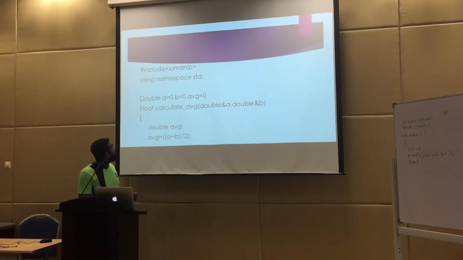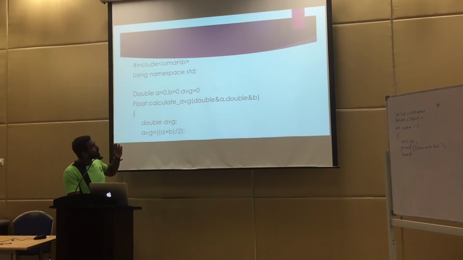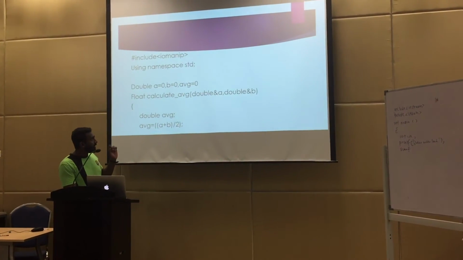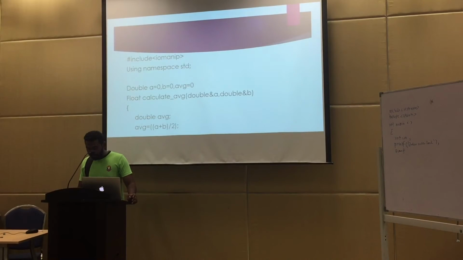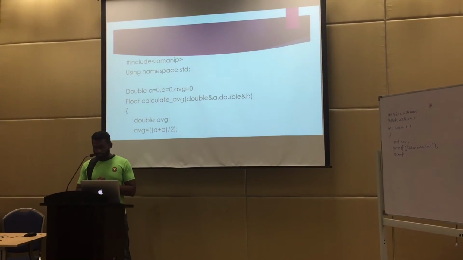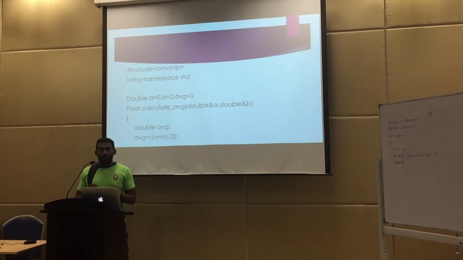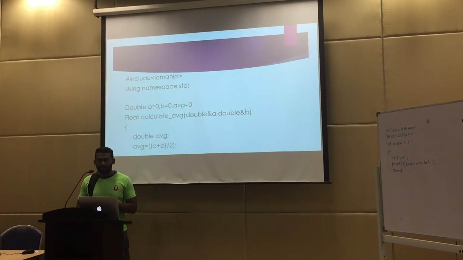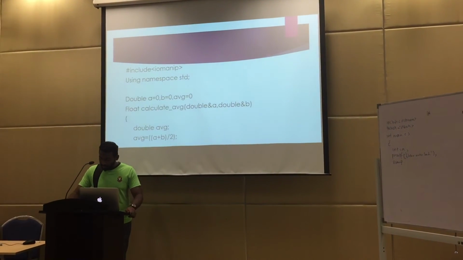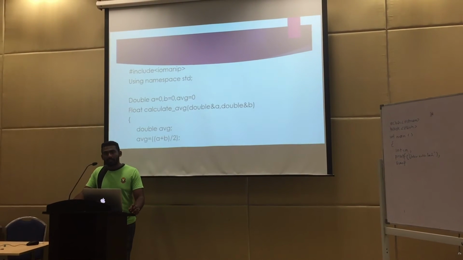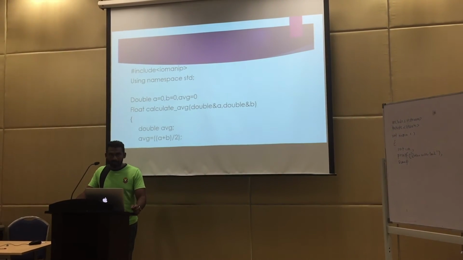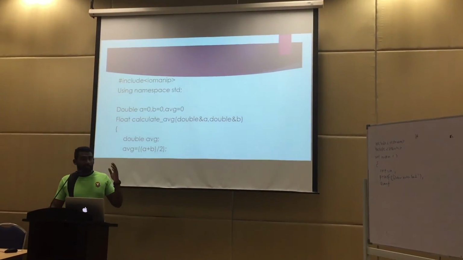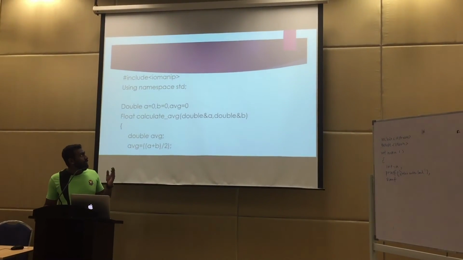This is followed by double a equals 0, b equals 0, average equals 0, and float calculate_average(double &a, double &b). Let me explain this to you. Double and float are declarations whose main function is storing real numbers, and they depend on the size of the decimal places that they hold. So double a equals 0 is a declaration, followed by b equals 0, which is also a declaration, and average 0 is also a declaration.